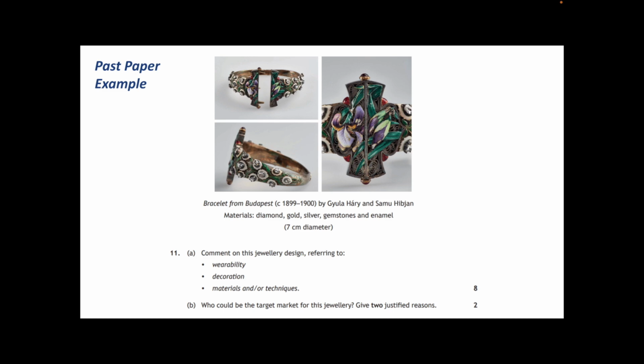For example, I could say, point: I think the target market could be wealthy people. Evidence: this is because the designer has used the materials diamond and gold. Explain: these materials are expensive, which would make it expensive to buy, and would be for people who have disposable income. My second comment could be, point: I think it could also be targeted at people who want to make a statement and stand out from the crowd. Evidence: this is because it has an unusual design with a lot going on. Explain: this would draw attention to the wearer.